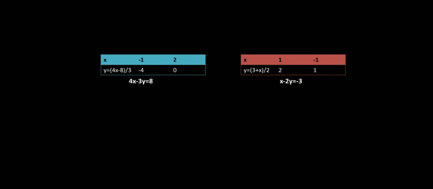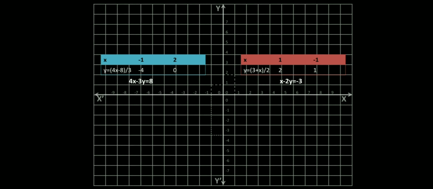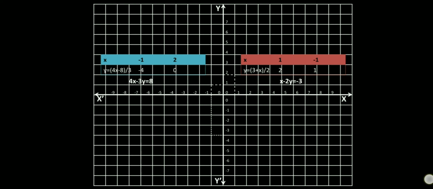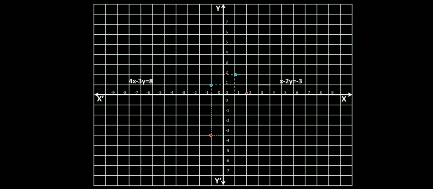Okay, now let's bring out the graph. So let's see the points. 2 comma 0, minus 1 comma minus 4, 1 comma 2, and minus 1 comma 1. And here are the points marked. Now we will join the points with lines, and you will find one line going like this, another line going like this, intersecting at a point which is 5 comma 4.